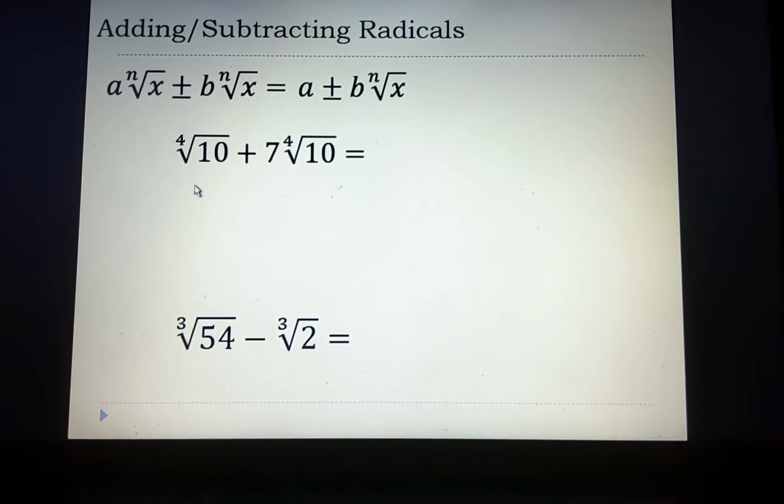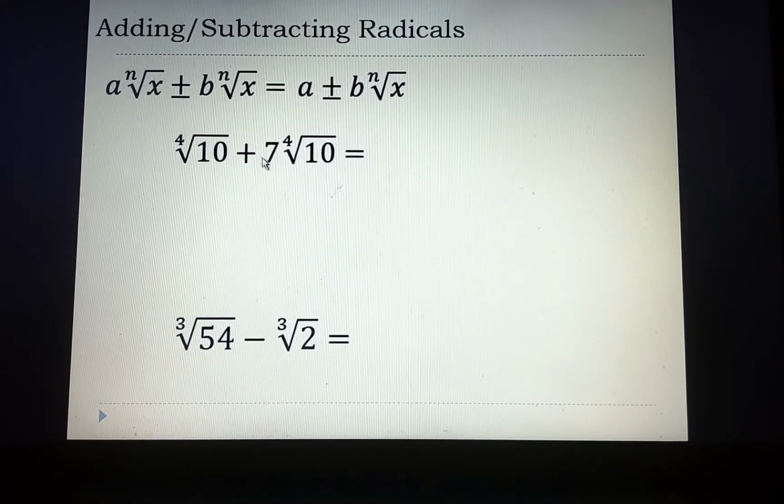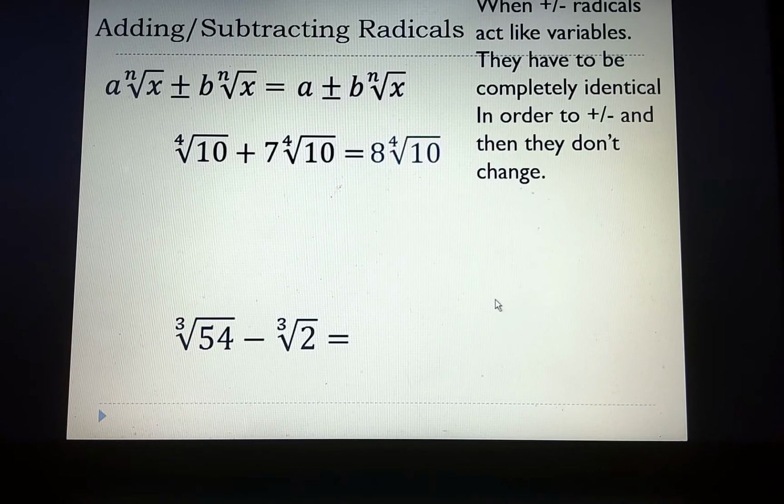Okay? So when we look down here at the fourth root of 10 plus 7 times the fourth root of 10, they both have the fourth root of 10. So that's just going to stay. I'm going to take the 7 and add it to the number in front of this, which is a 1. So 1 plus 7 is 8. Your final answer is 8 times the fourth root of 10. Pretty simple, easy, huh? Okay.